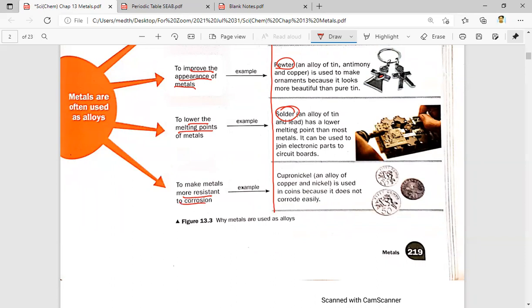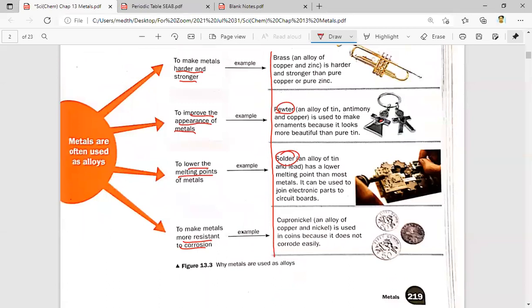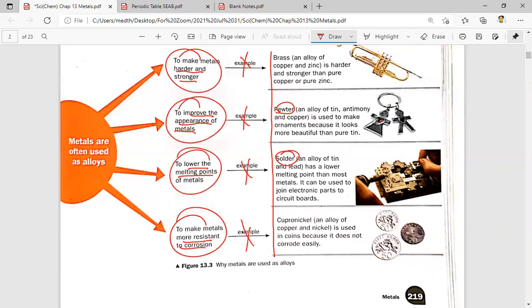Now there are many other examples of alloys for each of these, but I don't need you to memorize the examples. I just need you to memorize these four. You just need to know these four: one, two, three, four. Why are alloys used instead of pure metals? It's really because of these four points here.